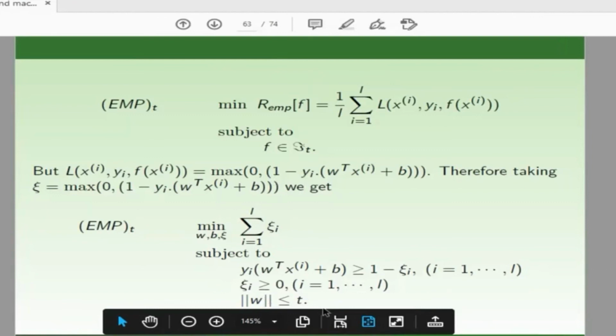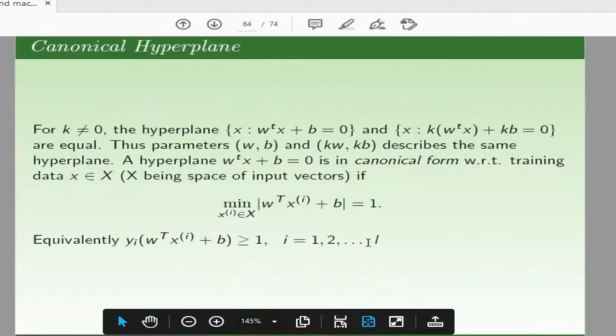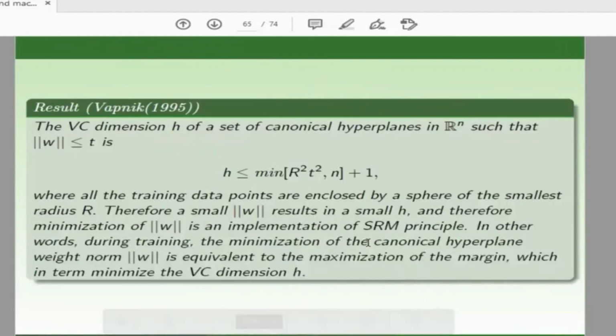But again, saying that you solve for every T is not possible because T is arbitrary. So you must do something intelligent, and that intelligent thing is precisely this particular theorem of Vapnik. Vapnik gave this theorem in 1995. He showed that if the VC dimension h of a set of canonical planes in R^n, where this norm is less than or equal to T, then this bound holds.